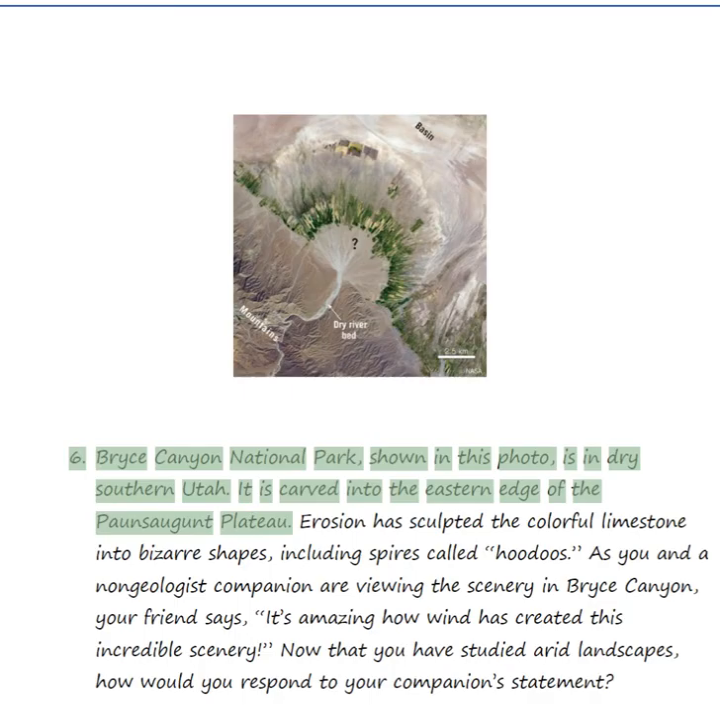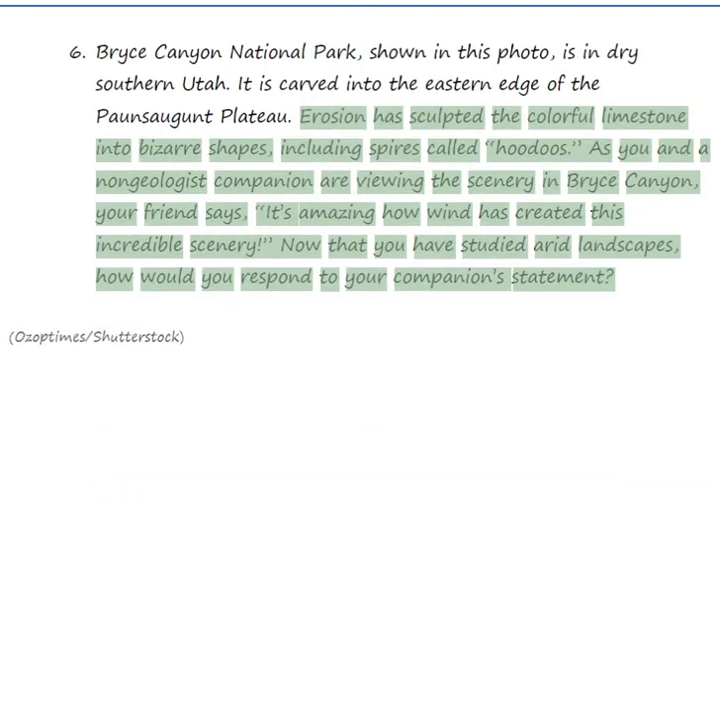6. Bryce Canyon National Park, shown in this photo, is in dry southern Utah. It is carved into the eastern edge of the Paunsaugunt Plateau. Erosion has sculpted the colorful limestone into bizarre shapes, including spires called hoodoos. As you and a non-geologist companion are viewing the scenery in Bryce Canyon, your friend says, "It's amazing how wind has created this incredible scenery." Now that you have studied arid landscapes, how would you respond to your companion's statement?